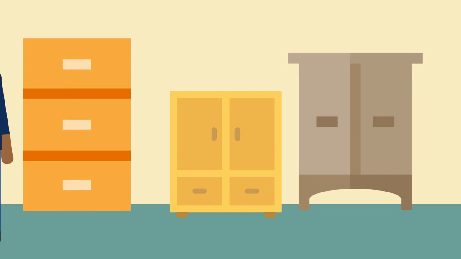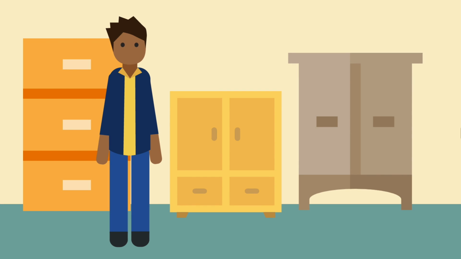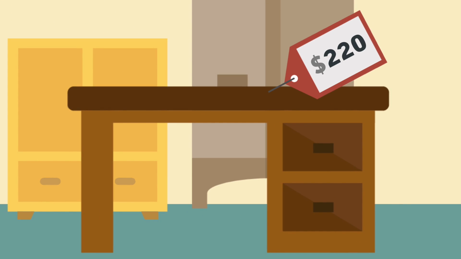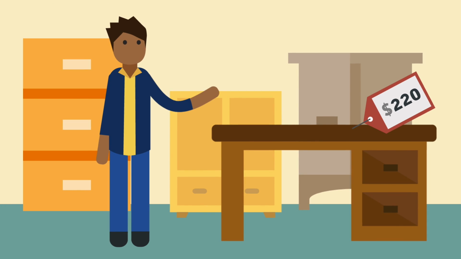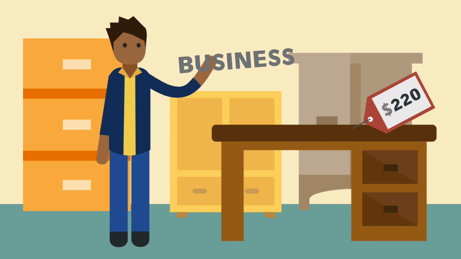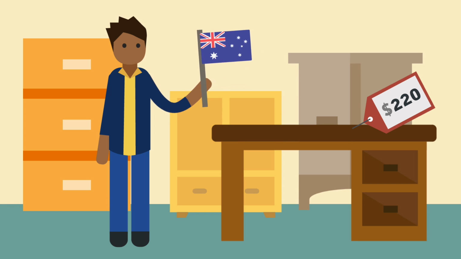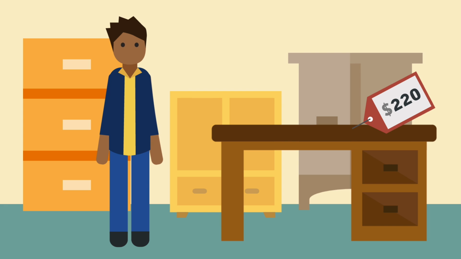Let's pretend that you go to a furniture store and buy a desk for $220. The desk is a taxable supply because it is a supply of a good for consideration made in the course of a business, which we are going to assume is registered for GST and is based in Australia. Since this is a taxable supply, GST will have to be charged. But how is this amount of GST calculated?